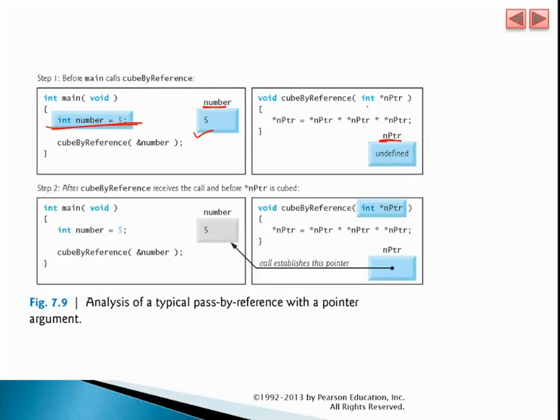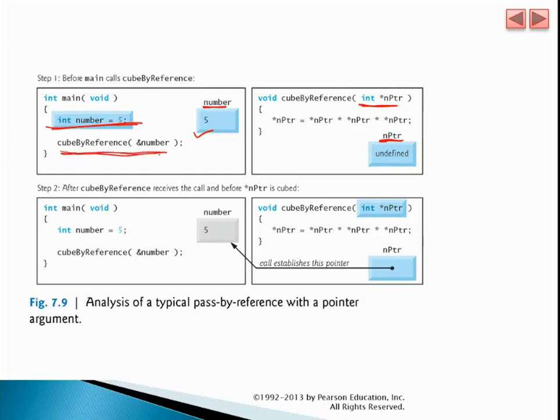So in pass by reference, we will take a pointer variable, n pointer, and the value is undefined, meaning this particular thing is not pointing to anything. Okay, since the program is compiled, some location is given to the pointer, but the compiler doesn't know what value to keep here.